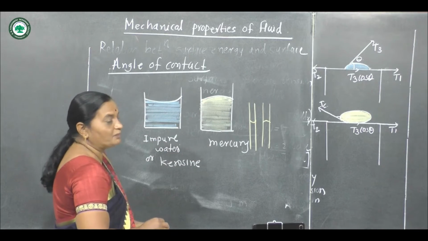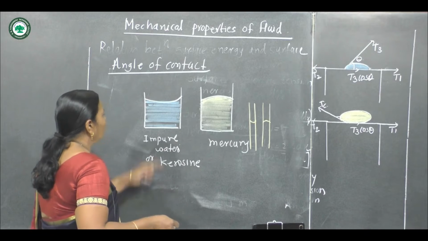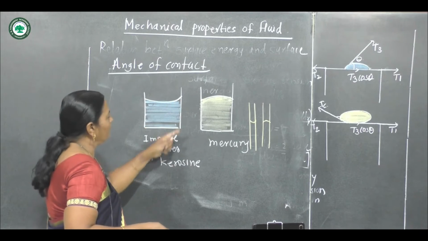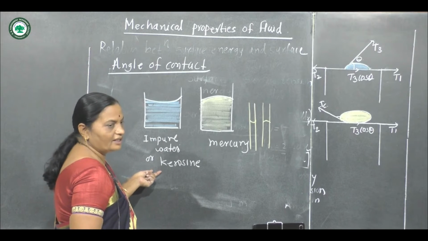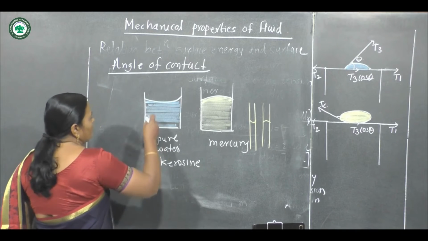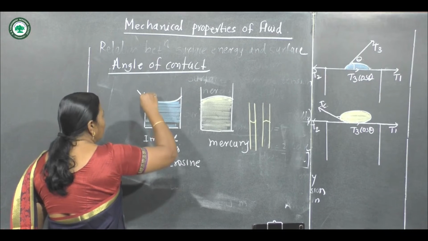Now see what is the property here. Now this is the free surface of liquid. We take the example of impure water or kerosene. In this case, suppose we draw the tangent here.